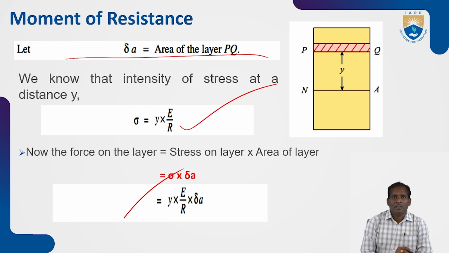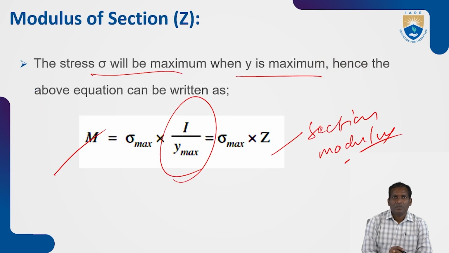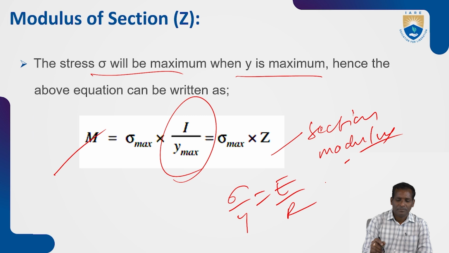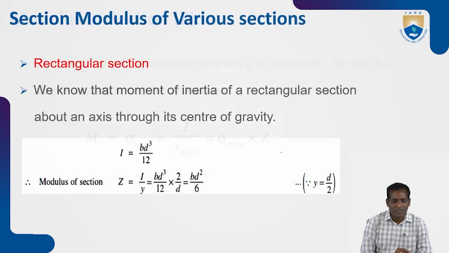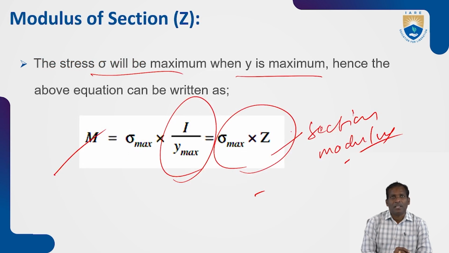Here sigma is equal to y into E by R into delta A. From the bending stress equation, sigma by y is equal to E by R. You can write the equation like this: moment M is equal to sigma max into Z. So what is Z here? Z is the section modulus. I is the moment of inertia.